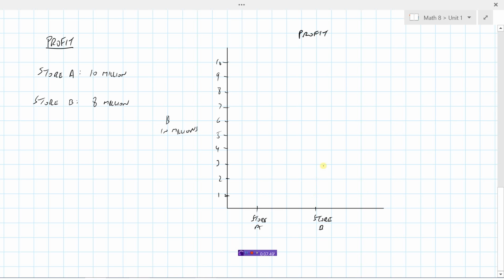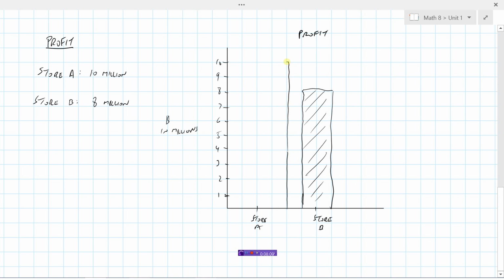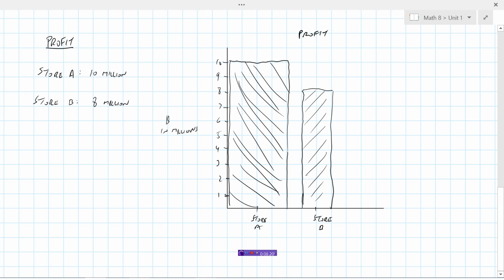And so if we were doing a bar graph, if we did it like this for store B, so store B was 8 million, so I'm going up to 8 million. And then I could also do something like this. I could make the bar for store A a whole lot bigger, make it twice as big. Twice as wide, rather. So it's still accurately showing the height. Store B has a height of 8 million, and store A has a height of 10 million, but I've made the width of store A a whole lot bigger.